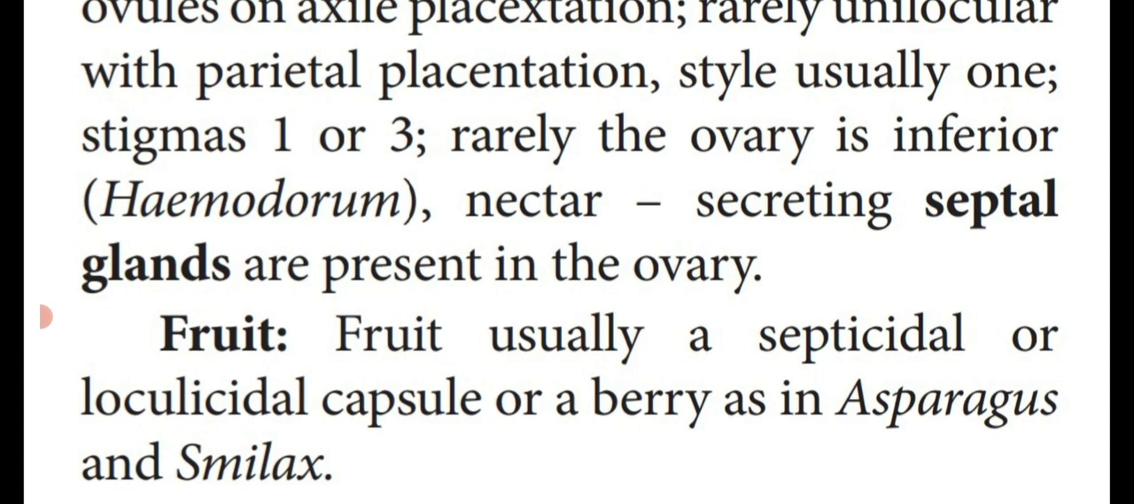Last one, fruit. The type of the fruit is capsule. So capsule fruit is divided into 2 types, septicidal and loculicidal. So fruit is usually septicidal or loculicidal capsule. Berry, for example tomato, that is said to be berry, as in Asparagus and Smilax. So those are all the general characteristic features of family Liliaceae.